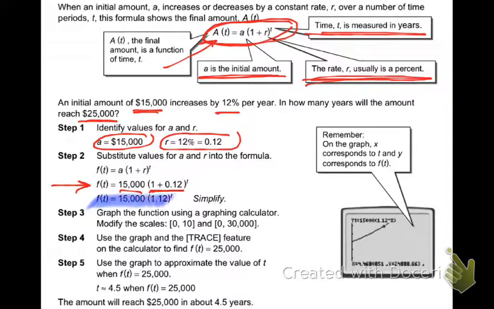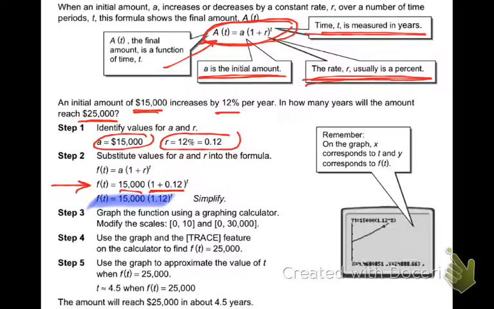Okay, so here I have my function now. F of t equals 15,000 times 1.12 to the t power. So I would go to my graphing calculator now, and I would graph that in. So again, 15,000 times 1.12 to the t power. After you get done graphing that in there, you can look at your graph. Graph won't help you much there just because it's kind of an exponentially large graph.